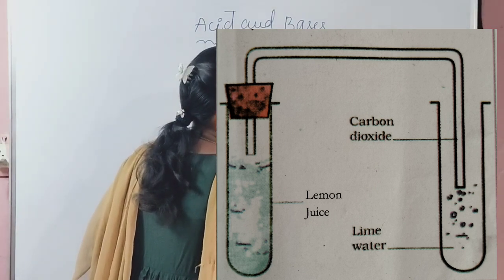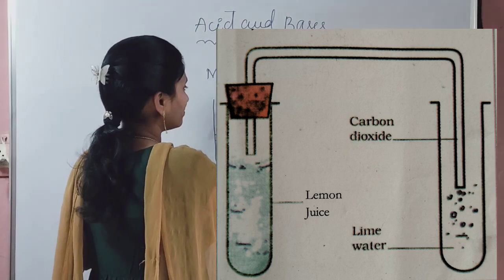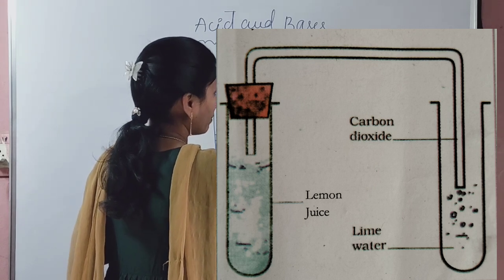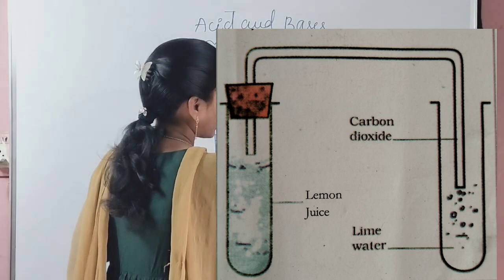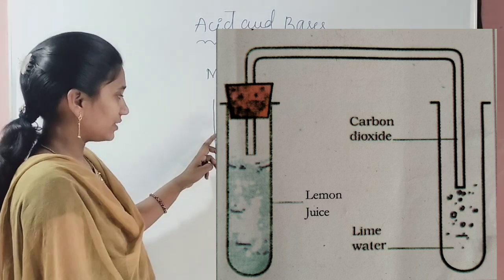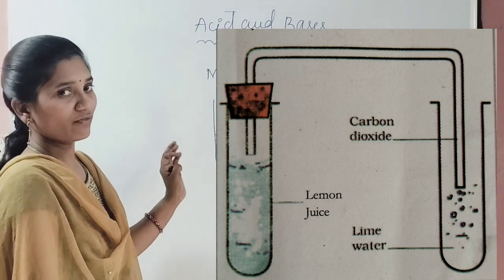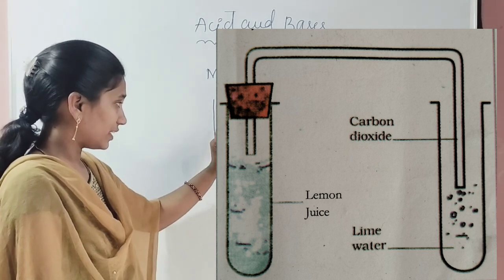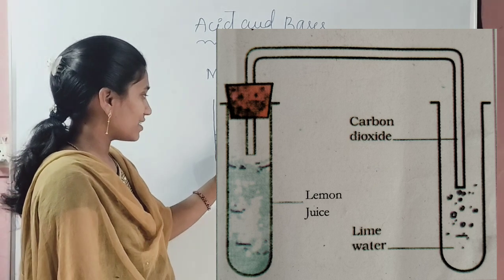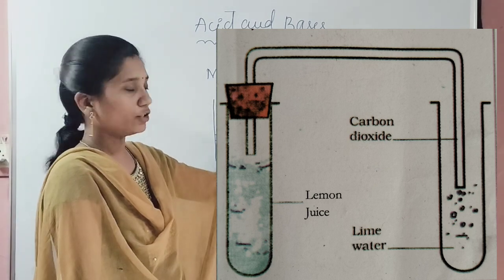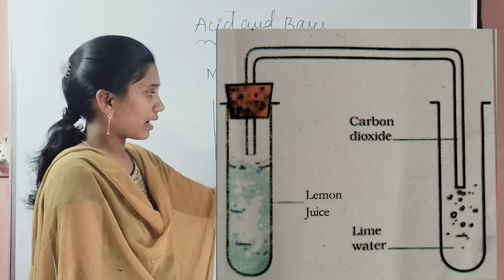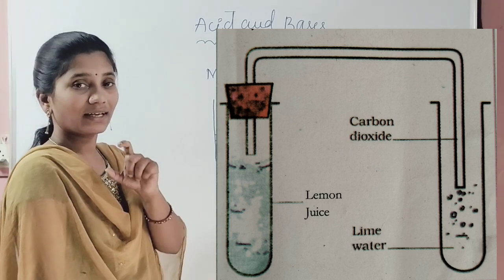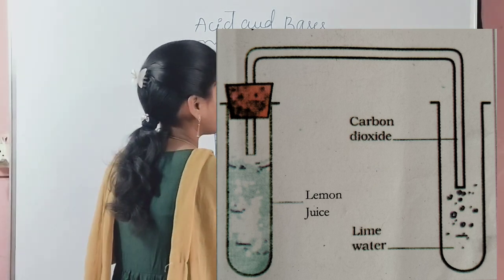The gas which is evolved from the first test tube should be passed to this test tube containing lime water. When the eggshells are placed inside the acidic solution, carbon dioxide gas is released. This gas is sent through the rubber pipe to the lime water solution. When the carbon dioxide mixes with lime water, we can observe a creamy white colored precipitate here.